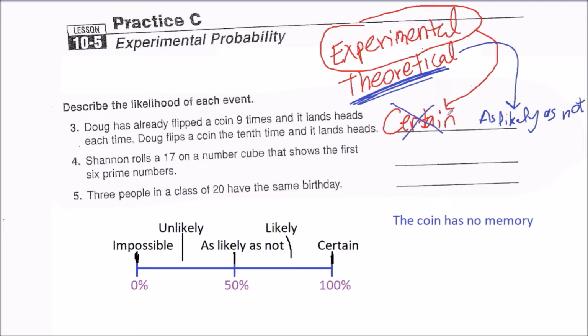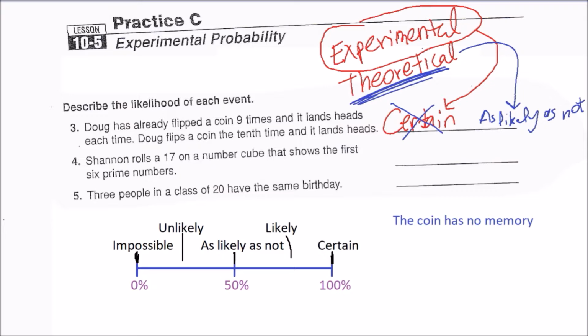Basing it off of the experiment, yes, it would be certain. Maybe it's a trick coin. Maybe it's a coin that only has heads, both sides are heads. Maybe we just don't know it. But I'm assuming this is what we call a fair coin. So for any given flip, to get heads, it's as likely as not compared to getting tails.